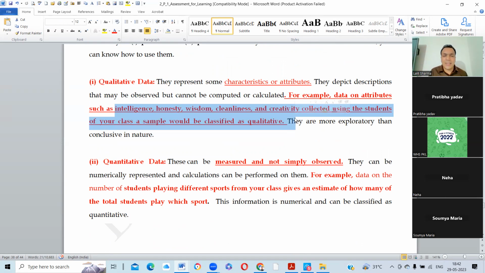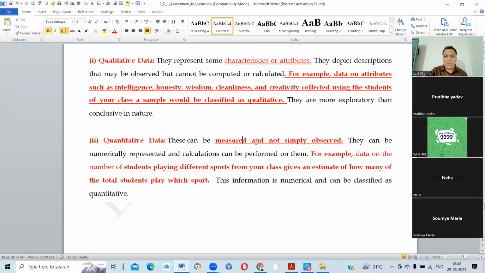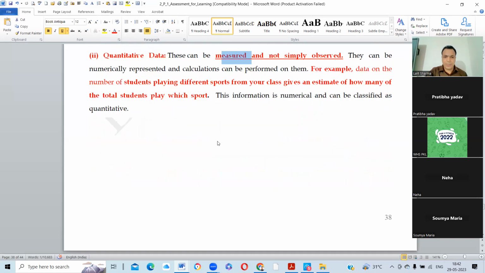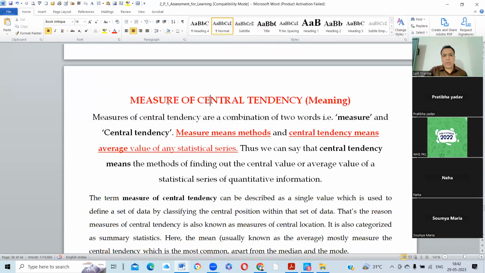Qualitative data can be assessed and observed, but not measured. Okay? In quantitative data we can use the word measured, right? Because now we use the numerical tools, mean, median, and mode. Now, guys, we talk about the measure of central tendency under the statistics part, the first part. What is measure of central tendency?